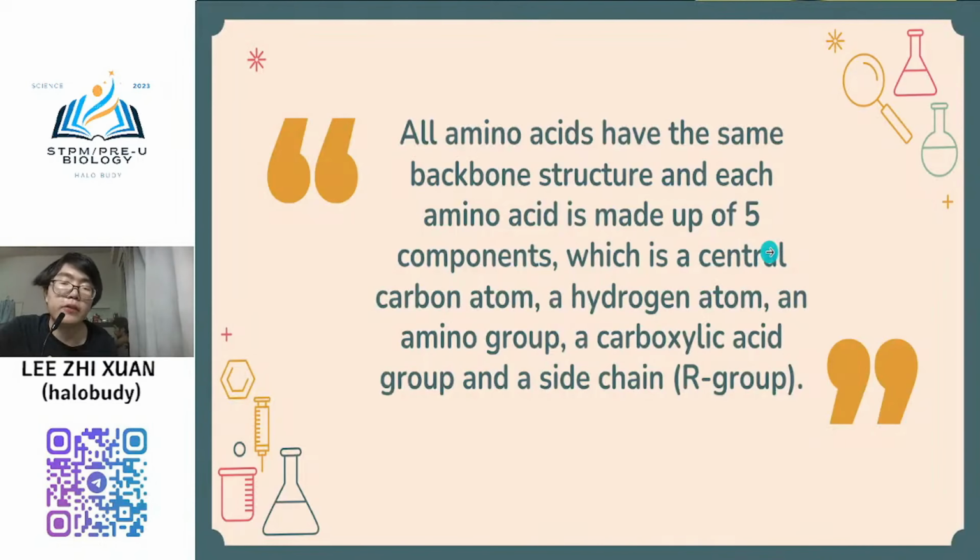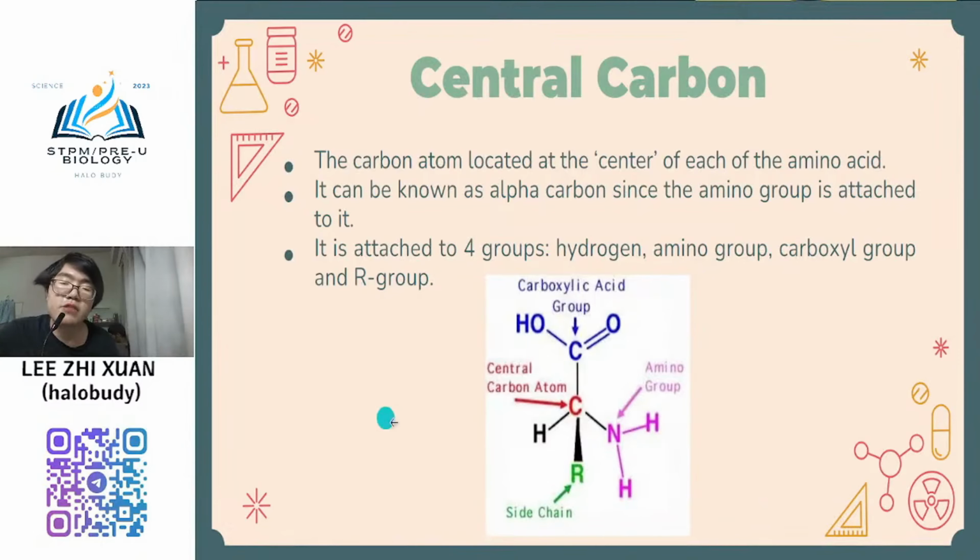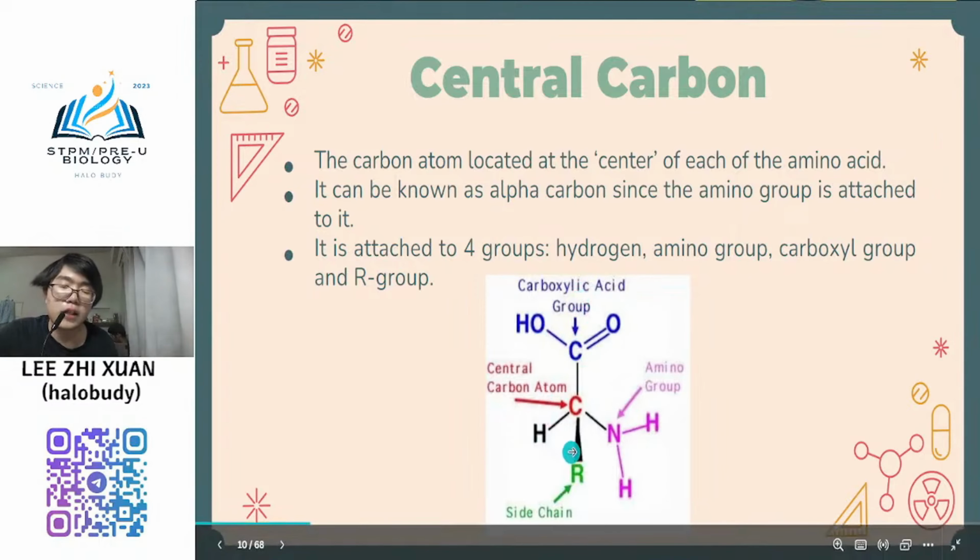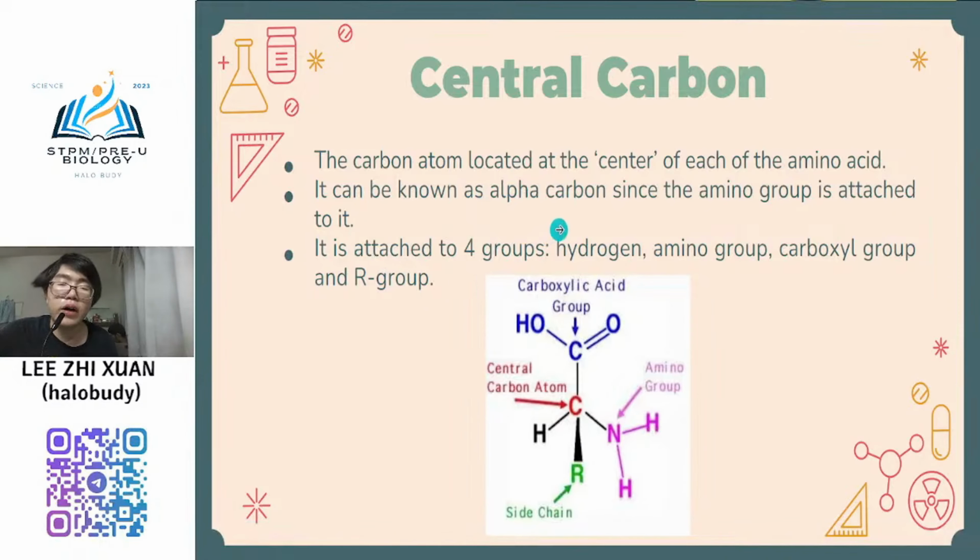Okay, so the backbone of the amino acid. As I mentioned before, the backbone is the R group. There are 20 types of backbone in amino acids, which contribute to 20 types of amino acid. This one is the central carbon, located at the center. The carboxylic acid group, hydrogen atom, R group, and amino group are bonded to each other around it. Normally this one is called the alpha carbon.